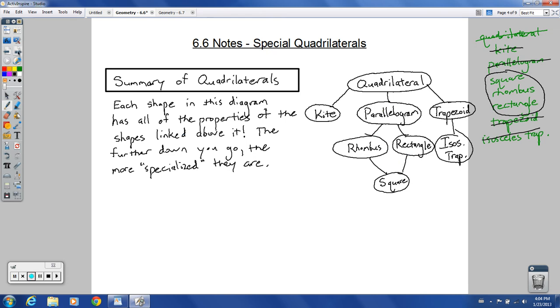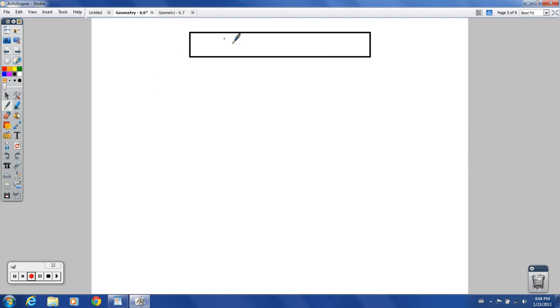And on the next page here for me, let's do a little recap. Let's call it that. This is a recap of the quadrilateral. So a quadrilateral, what do they look like?